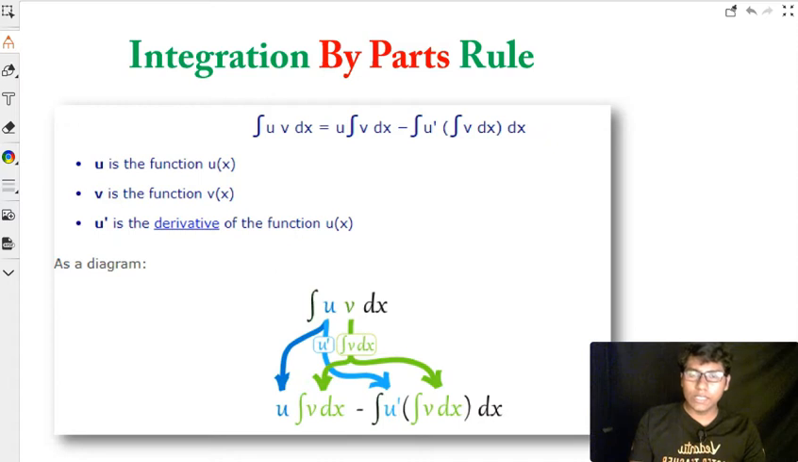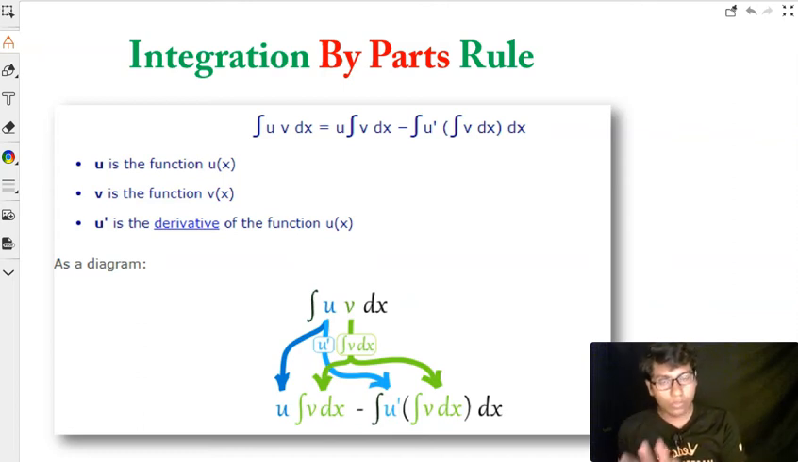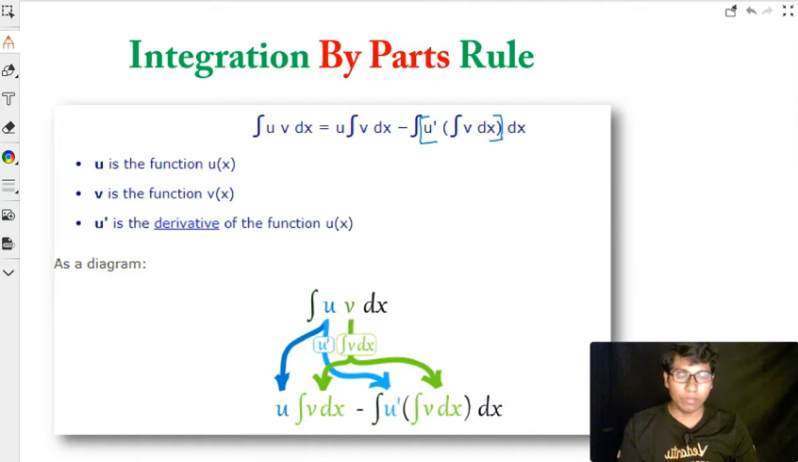The rule says that integration uv dx is equal to u times integration v dx, minus integration of u dash, that is the derivative of u, times integration v dx, whole integration, meaning the integration of this entire product. It seems a little complicated, but it is very easy.